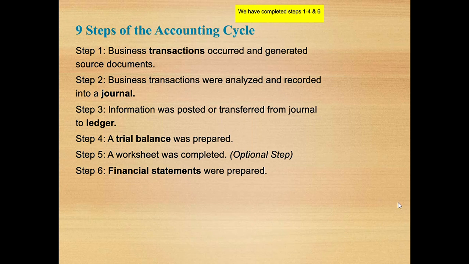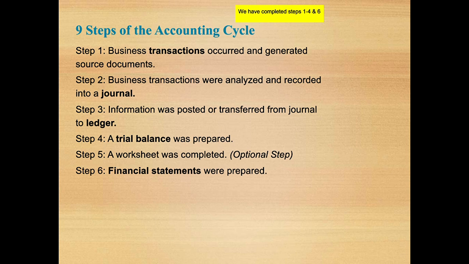So with my previous two PowerPoints, we've looked at steps 1 through 4 and 6. So there's 9 steps of the accounting cycle. Steps 1 and 2 go together. Business transactions occur, we generate source documents like checks, bills, invoices, and then we analyze them and record them in the journal. So those are the two things that we focused on mainly in accounting part 1 and part 2, the intro accounting videos.